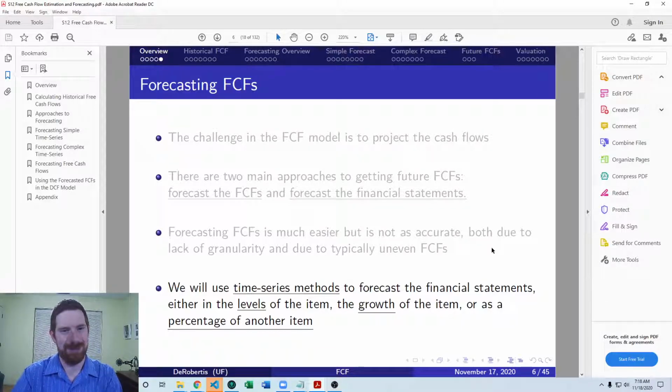And in the last part of the lecture series, we'll also look at how to finish up the DCF model with everything else that we've learned from the prior lecture series.